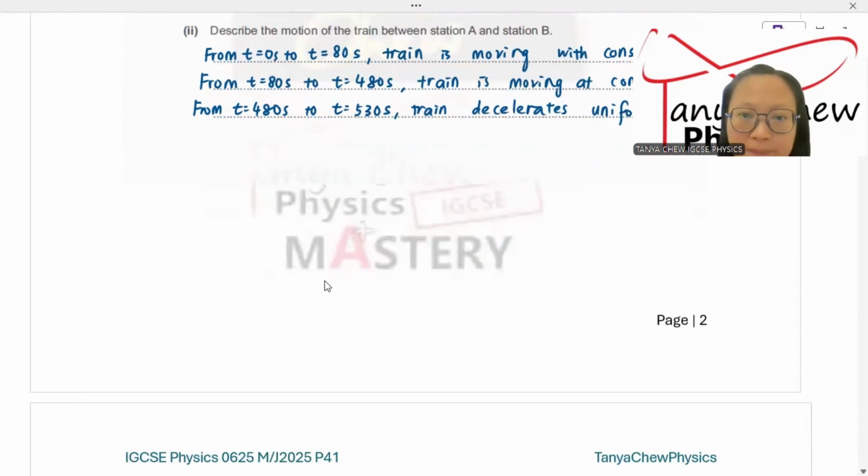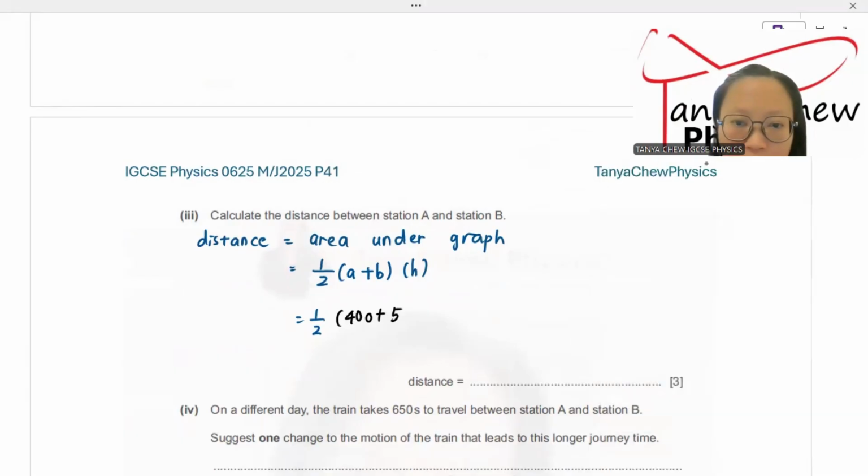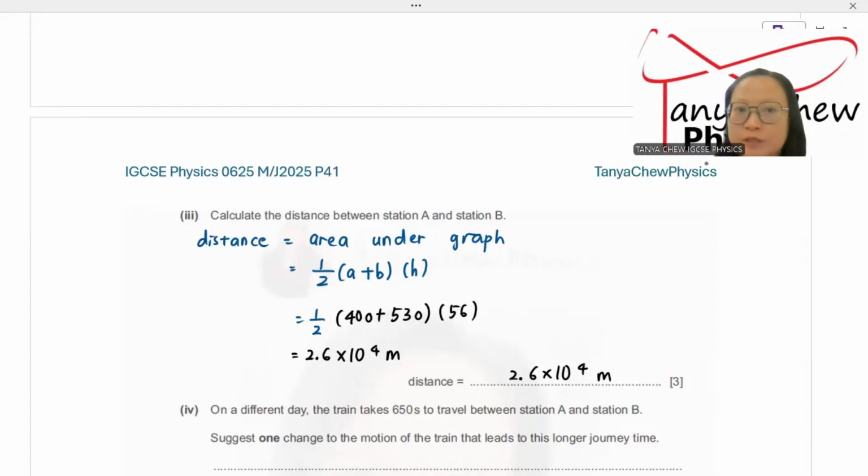So I'm going to put A plus B, 400 plus 530, times 56. And the value is 2.6 times 10 to the power of 4 meters. So remember to include your unit.